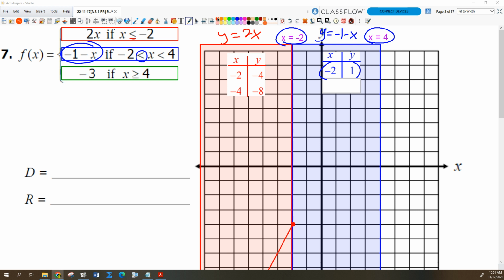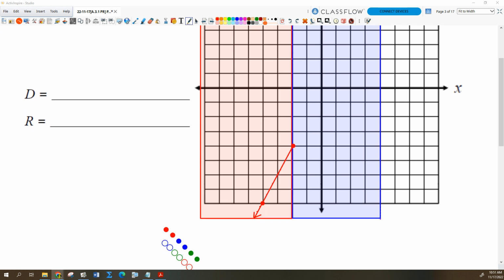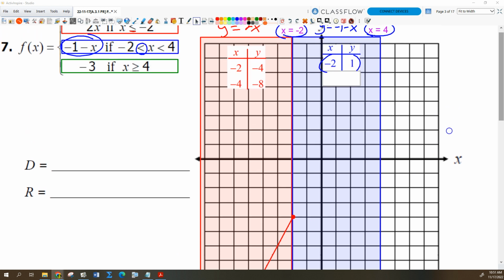So what kind of an endpoint would I have to put at this point then at -2, 1? That's the left endpoint of the blue line segment that we're graphing. Got to be open, doesn't it? Right? Everybody get that? Because we're not including the x value -2. So let me grab an open one. And we're going to put that over here at x equals -2, y equals +1, right there.